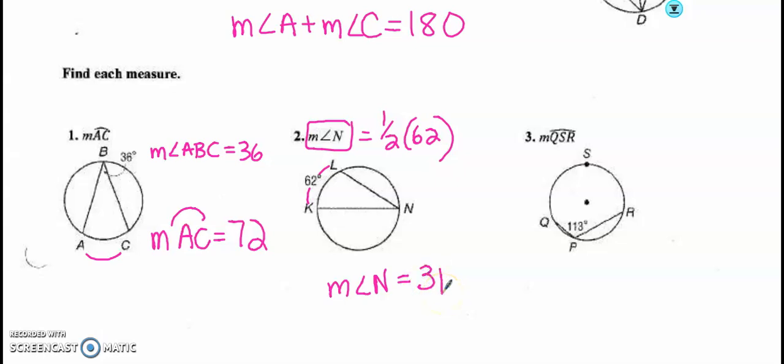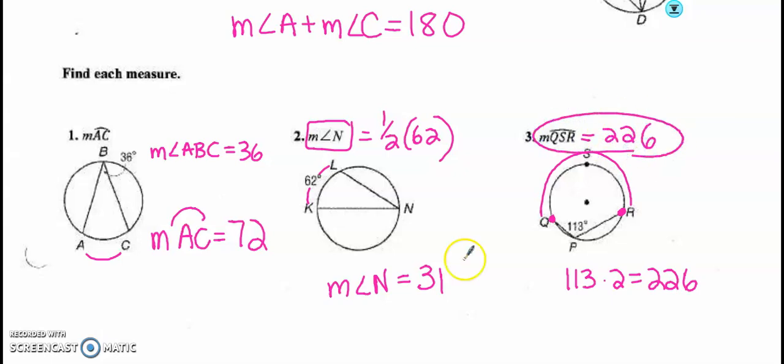And the last one, QSR. First off, that is a major arc because there are 3 letters. The measure of the arc is twice this inscribed angle. So we're going to take 113 multiplied by 2 to get 226, because the inscribed angle is half of the intercepted arc. So you have to go the opposite direction to find this one.